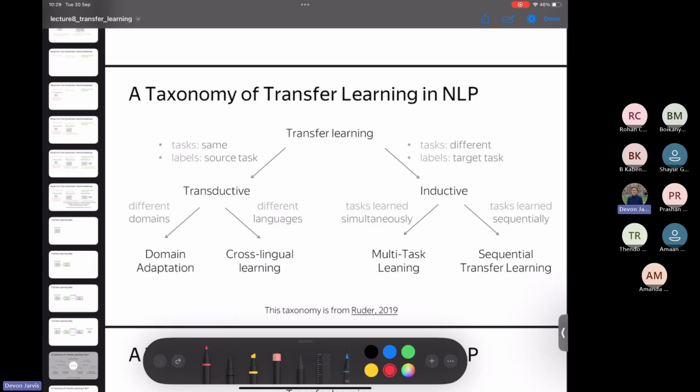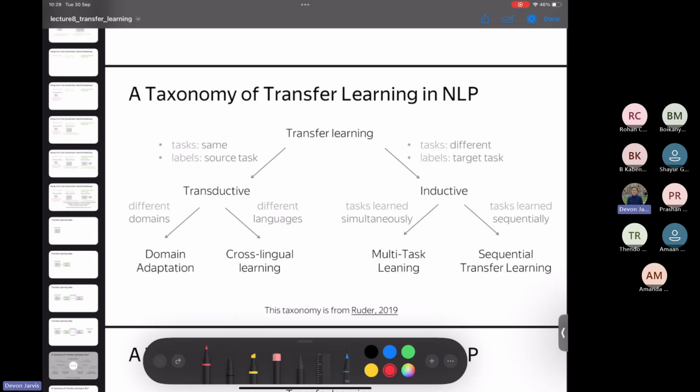Then down the right side, the inductive version, they have different tasks. And so now you have to actually change the labels you're using. So you use the target task labels. And so now either we're training these different tasks at the same time or we're training them in sequence. And that's the kind of big distinction here. If they're being trained at the same time, then that's called multitask learning. And if you train them in sequence, then it's called sequential transfer learning. That latter one, sequential transfer learning, is the more common version.